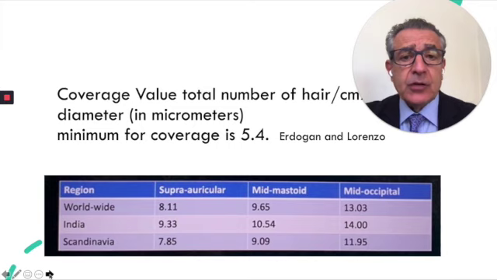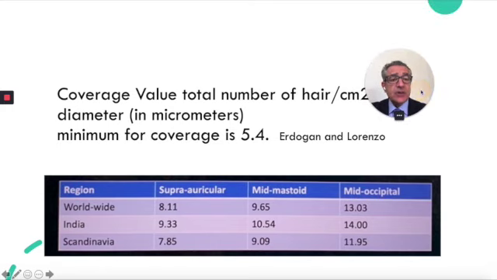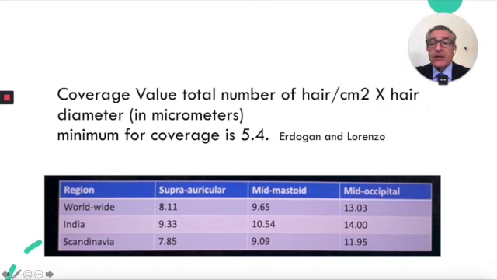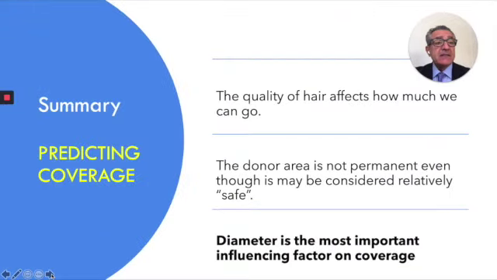And also, Erdogan and Lorenzo did a very good study about the coverage value, where the total number of hairs per square centimeter plus hair diameter in micrometers. The minimum for coverage is 5.4. It's a very good study, and you have to know about this. Also, this explains why in some patients you have different results with the same area of hair loss.